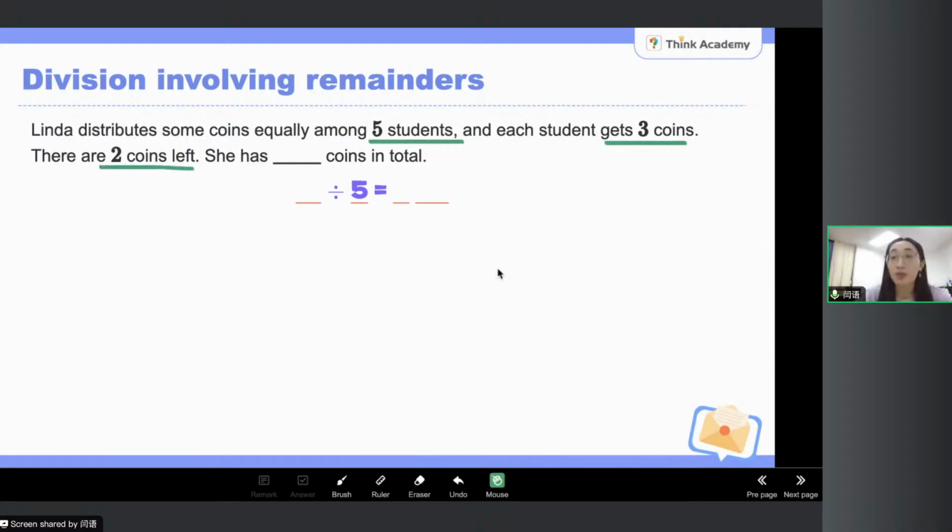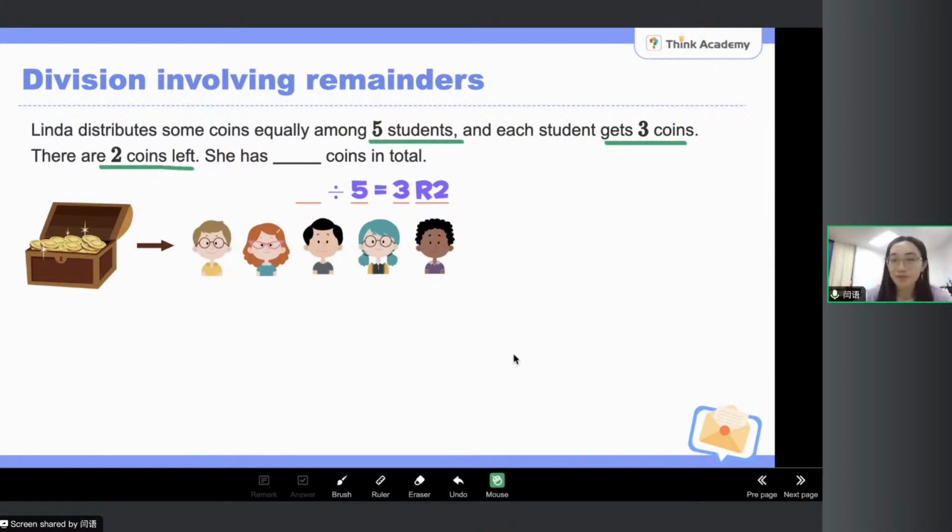So here, what is the meaning of the 3? 3 actually should be the quotient, right? And what about the 2? That is remainder 2. So now you see that in order to figure out the total, the dividend, what should we do? Well, here, let me show you with the pictures. If every student gets 3, every student gets 3, every student gets 3. So actually you see that altogether there should be 3 times 5, which is 15 coins, right? But now you see that for the total, you still need to consider the 2 left over. So following this, what is the total? Actually, it should be 17.